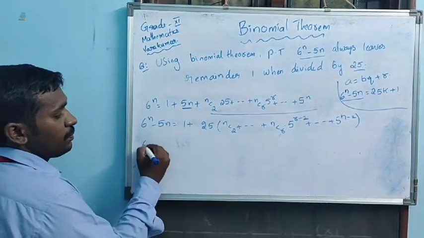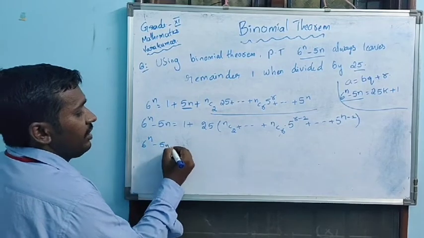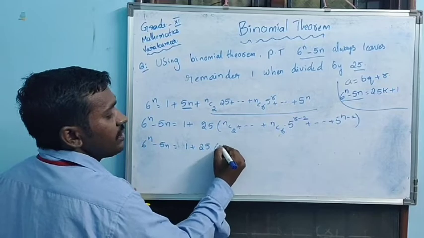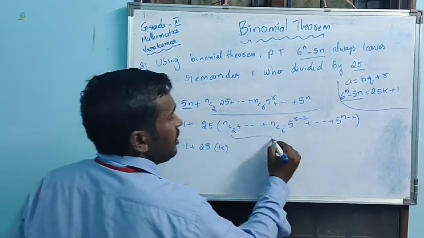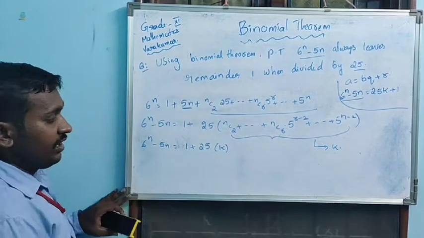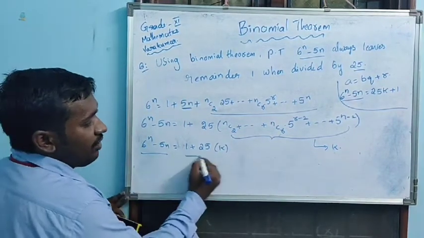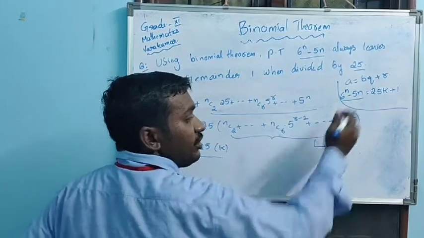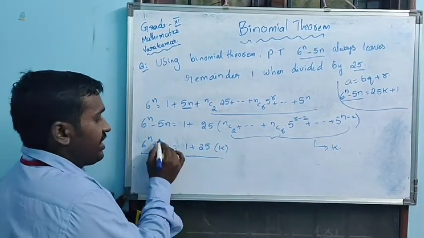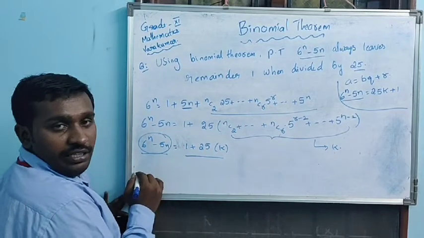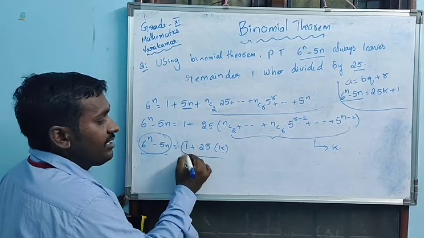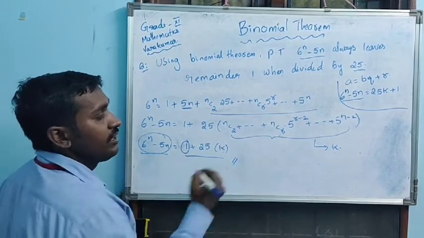Now, 6 power n minus 5n, what can we write? 1 plus 25 into some k. What I am assuming is that all of that I am taking as k. So now, 6 power n minus 5n is equal to 1 plus 25k. Already we explained it using the Euclid division algorithm. So this proves that when 6 power n minus 5n is divided by 25, you will get the remainder as 1. This completes our solution.